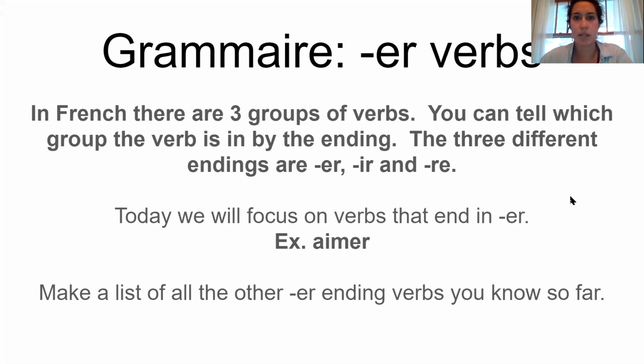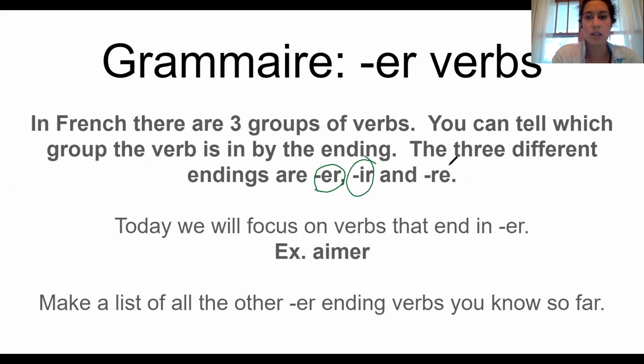I'm actually going to get my pen out to annotate for you guys as we go. What color? Vert, vert. Okay, so ER, IR, and RE. These are the ends of the verb. So look at this end right here. This is the verb aimer, which we've been looking at and you've been using, or you've been listening to at least. And so this is the ER ending verb that we are going to focus on. All verbs that end in ER and the pattern that they follow for using these verbs.